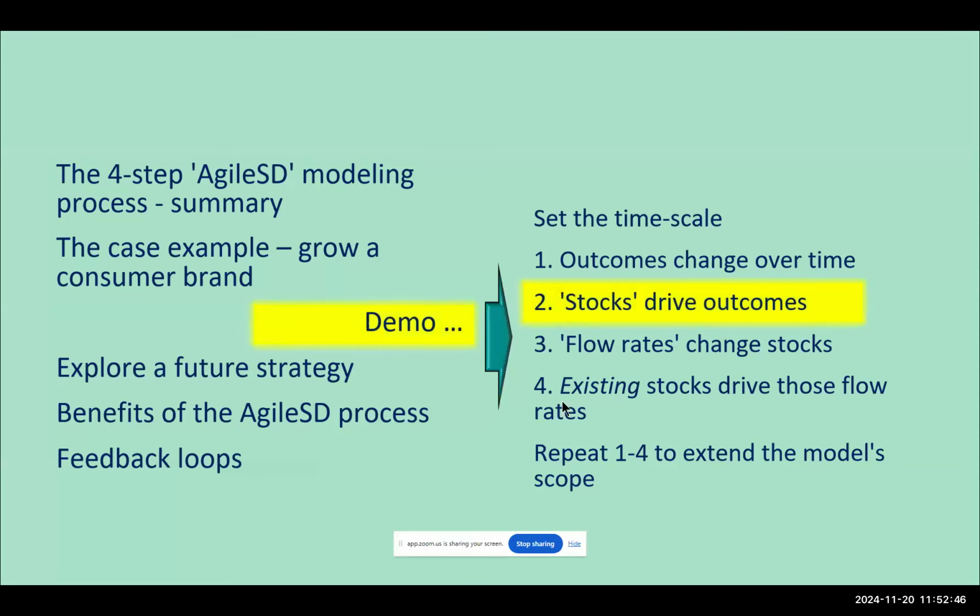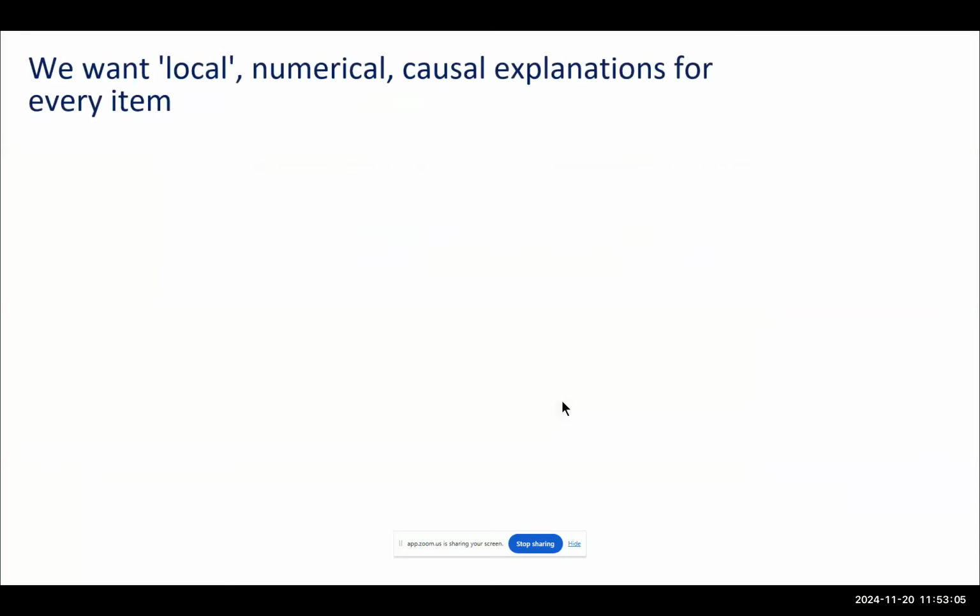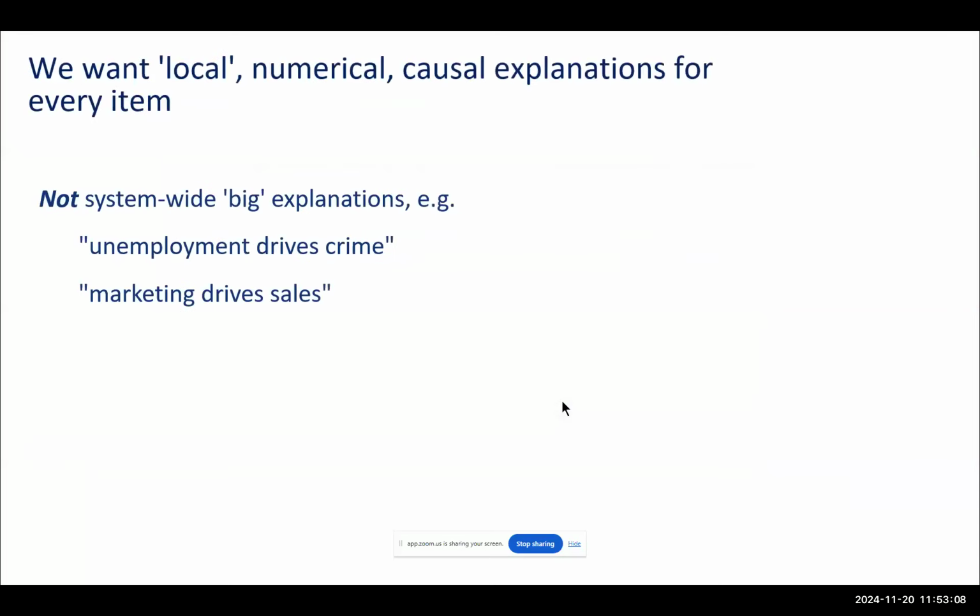So we're now at step two. We're going to add these things called stocks that drive those outcomes. And we get to those things by asking what quantitatively causes those outcomes. And that is going to discover for us these things called resources, customers, staff, those kinds of things. And let me build on this issue that what we want is local numerical, very kind of real world, hard causal explanations for every item.